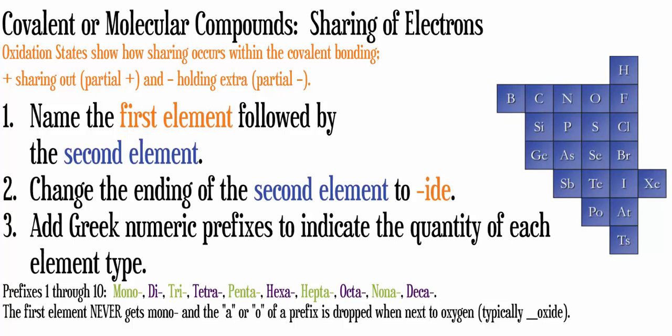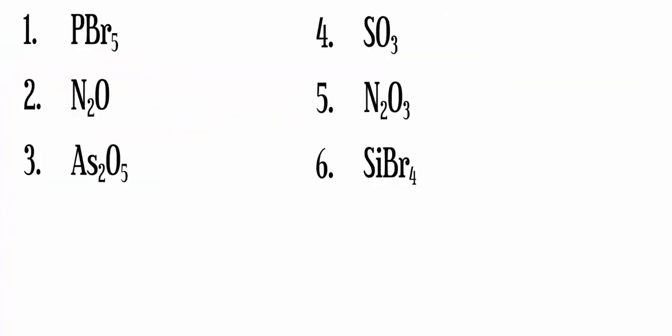You'll notice off to the side we have the nonmetals that will be involved in sharing of electrons. We can get about 96 binary compounds that actually occur. Here we'll try 6 of them.